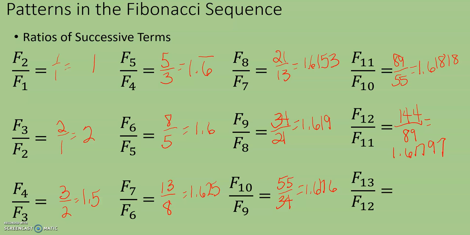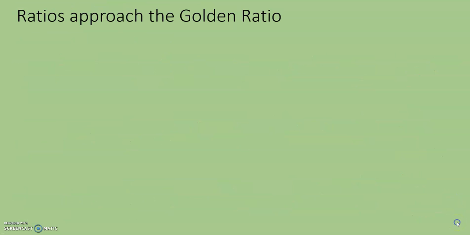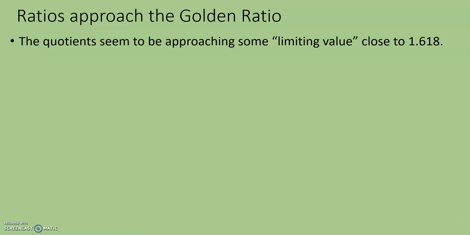And the 13th divided by the 12th is 233 divided by 144, which is 1.618055. Looking at these ratios, you can see that they're all very close to 1.61 as we get further. The ratios approach the golden ratio. The quotients seem to be approaching some value, close to 1.618.